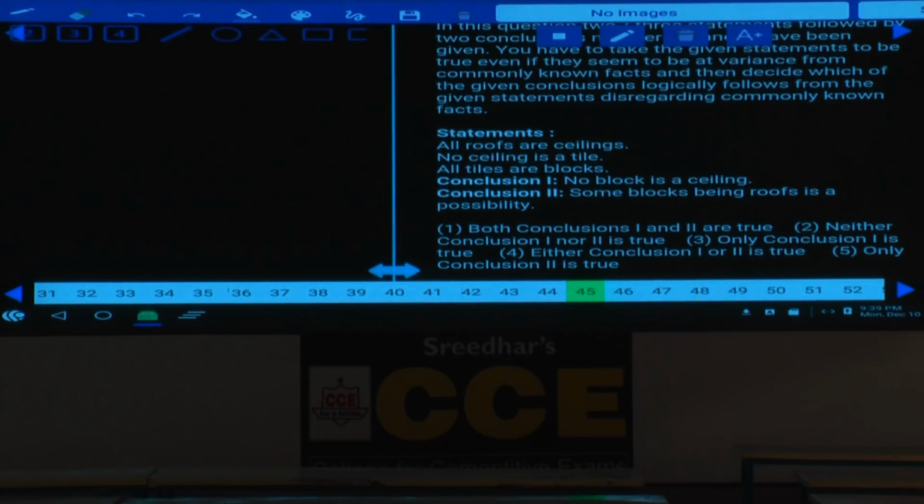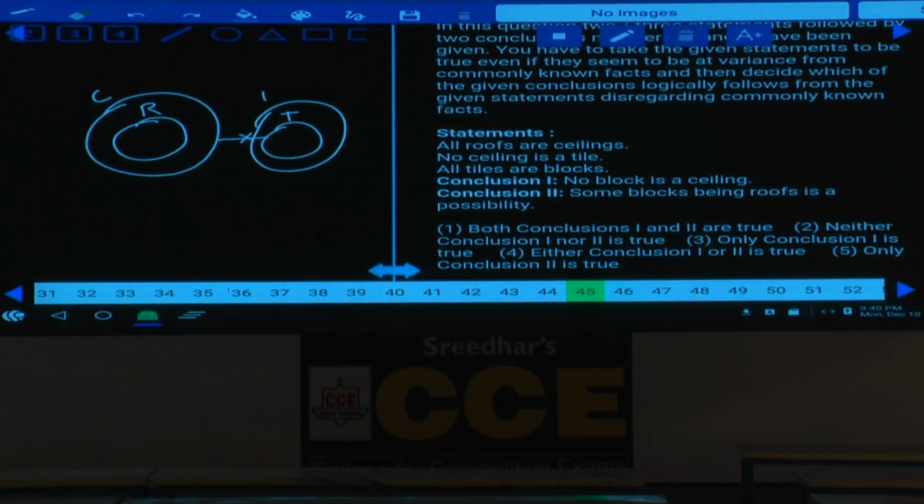Then question number 45. All roofs are ceilings. All these roofs are what? All roofs are ceilings. Next one, no ceiling is a tile. No ceiling is a tile can be written like this. And next one, all tiles are blocks. All these tiles are what? All tiles are blocks. Now this is the final information.